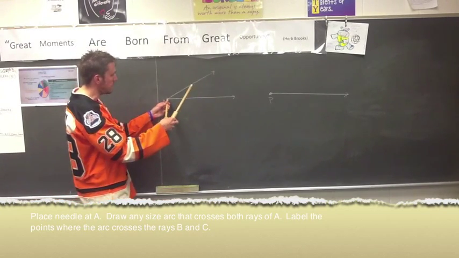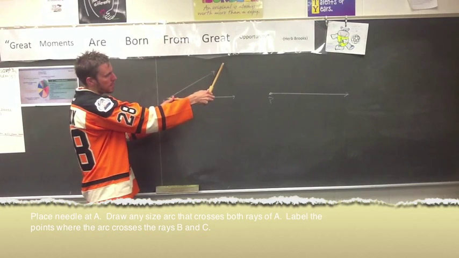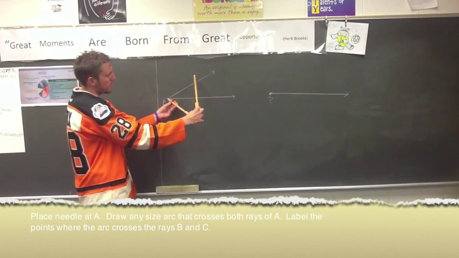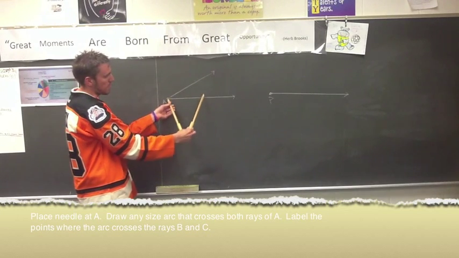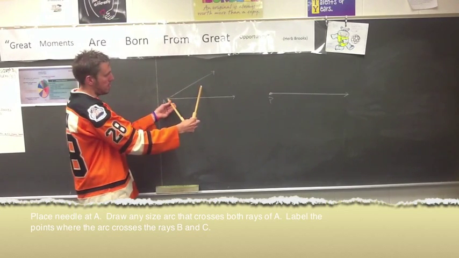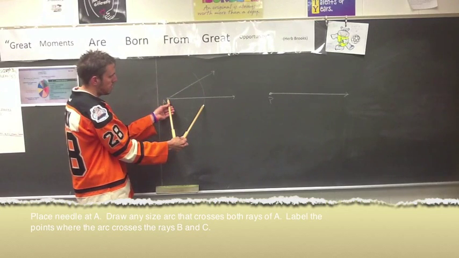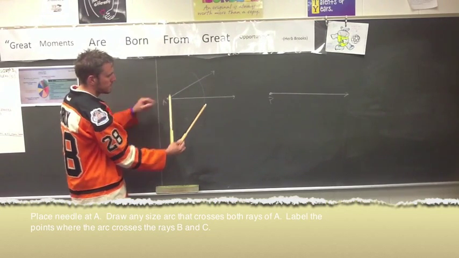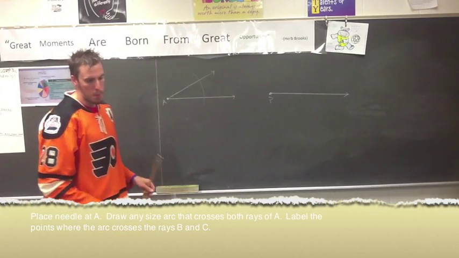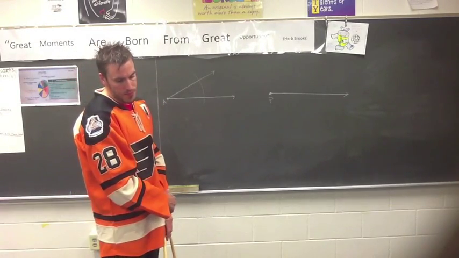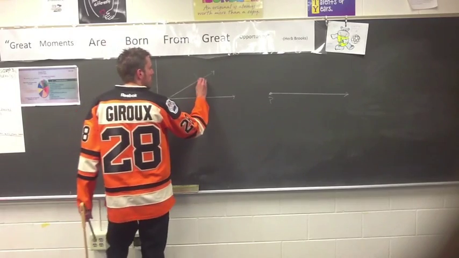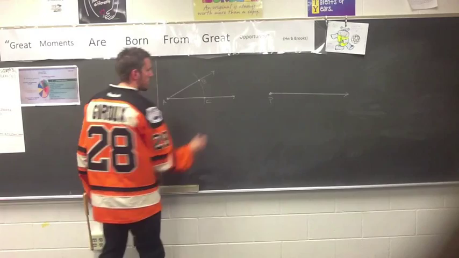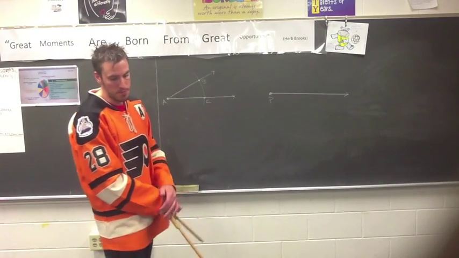So, do not do it out here because it's not going to cross both sides of the angle. So you want to pull it in so that you know it's going to visually cross both sides of the angle. And then you draw an arc, keeping your needle at A. We'll label these B and C as our points of intersection.